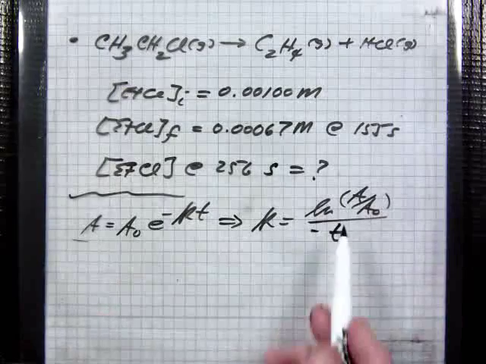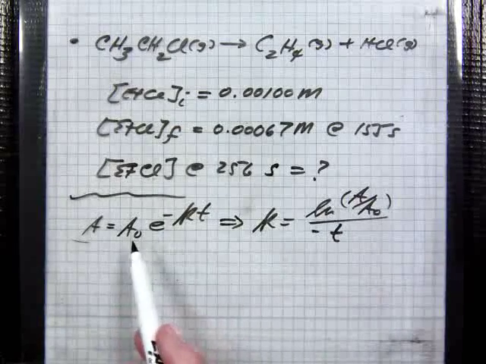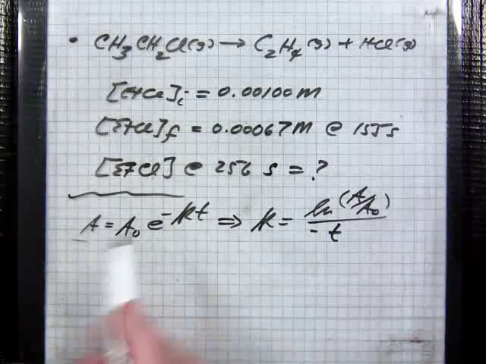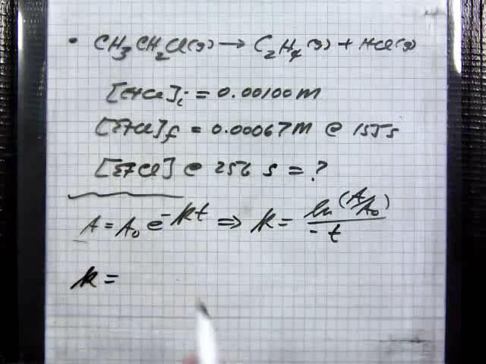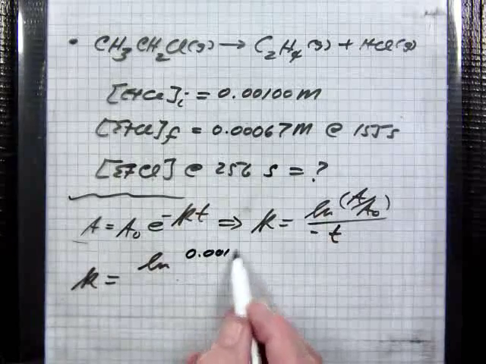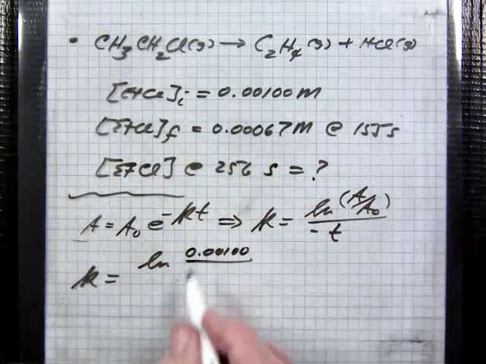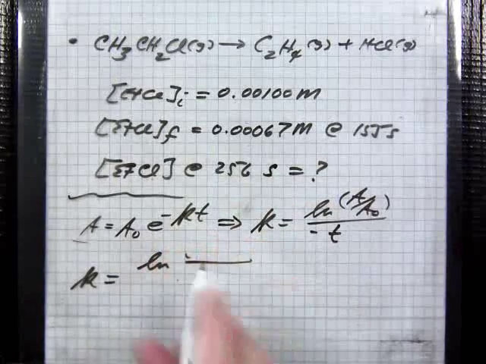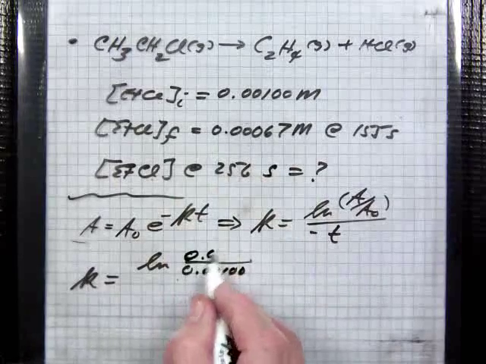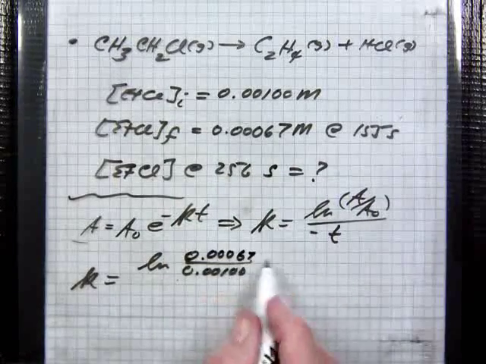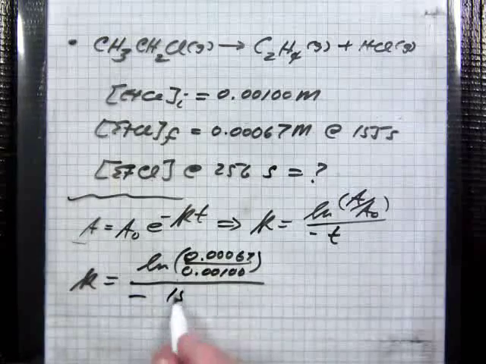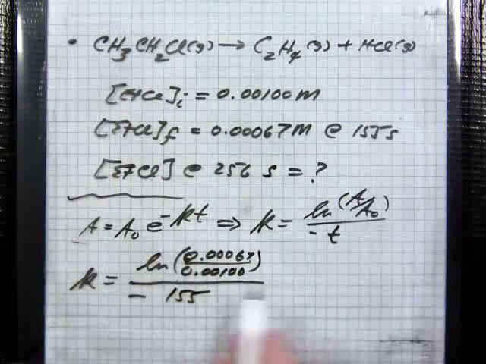You can solve this for this. You take the logarithm of both sides, move this A naught over to the left, and you come up with this K expression. And so K now is ln of initial, which is 0.00100, divided by A naught, A final, it should be on the bottom, 0.00100 and 0.0067. Polarities are canceled, divided by a minus 155 seconds.